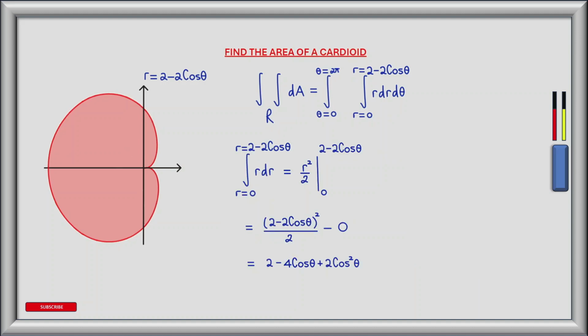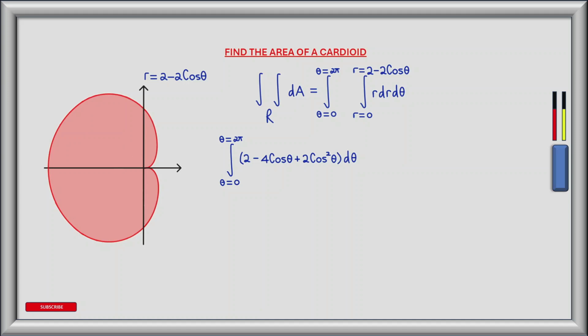Let's now evaluate the double integral. So beginning with the inner integral, we want to integrate from r equals 0 to r equals 2 minus 2 cos theta, r dr. And the antiderivative of r with respect to r is r squared over 2. And we need to evaluate that between 0 and 2 minus 2 cos theta. If we plug in 2 minus 2 cos theta for r, we get 2 minus 2 cos theta all squared divided by 2, and minus the lower limit of 0 gives minus 0.